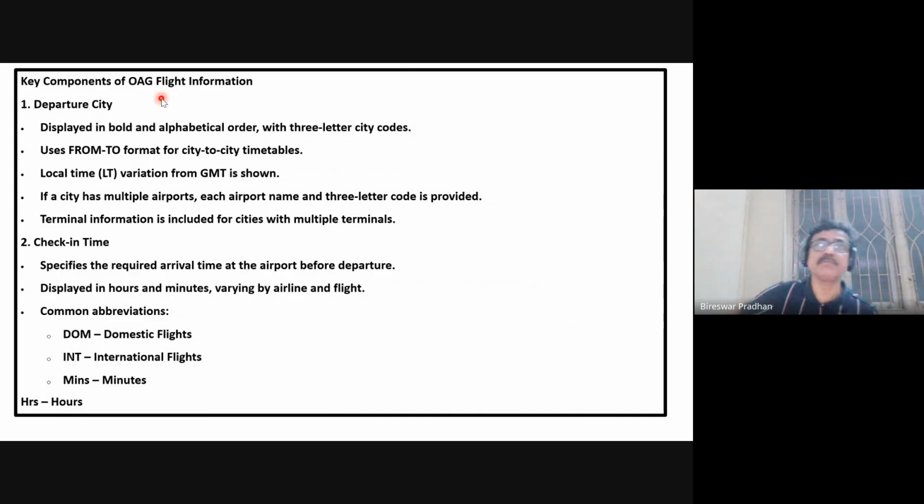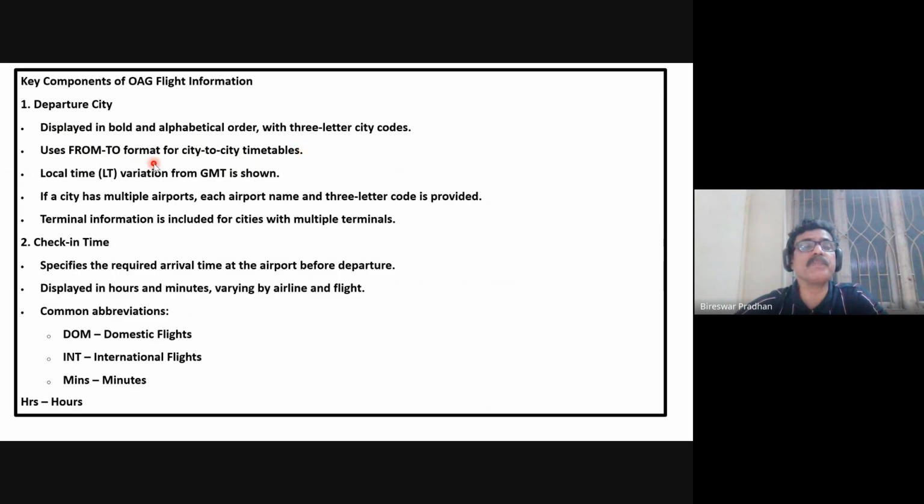Now, key components of OAG flight information. We need flight information now. Departure city, the city they are departing from, is displayed in bold and alphabetical order. When seen in bold and alphabetical order, it is visible with 3-letter city codes. Earlier, I already discussed that city codes should be 3 letters.